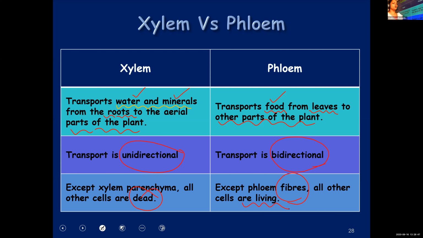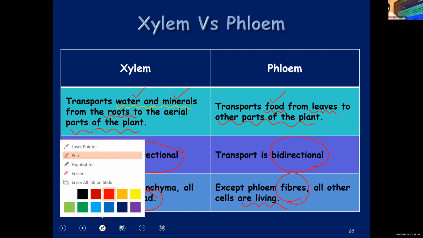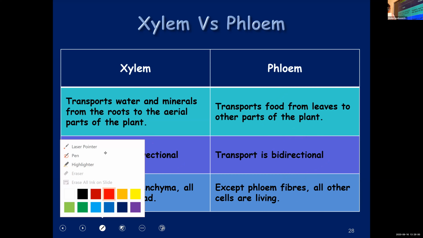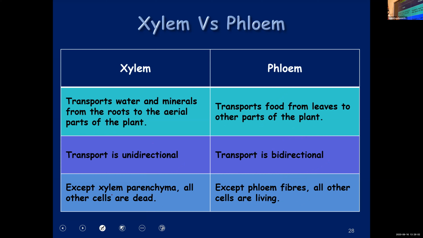So once again, we'll summarize the points. After that, I want you to tell the answers. So those who did not listen or those who did not understand, check it once again and try to learn now itself. The differences between xylem and phloem, there are three differences. The first point is that xylem will transport water and minerals from the roots to different parts of the plant, whereas phloem transports food from the leaves to different parts of the plant.